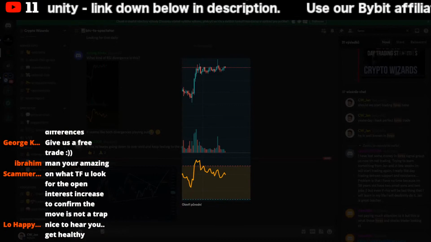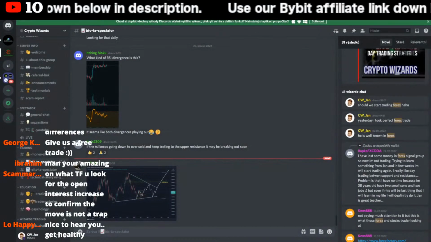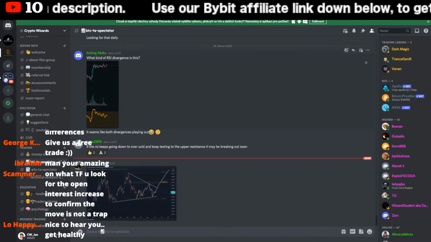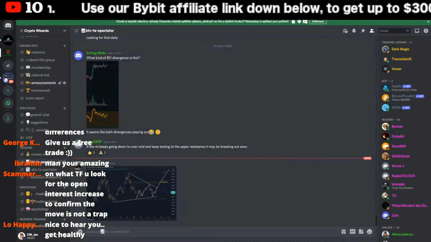I see some of you using RSI. I wouldn't really recommend doing this. But if it works for you, then why not, right?